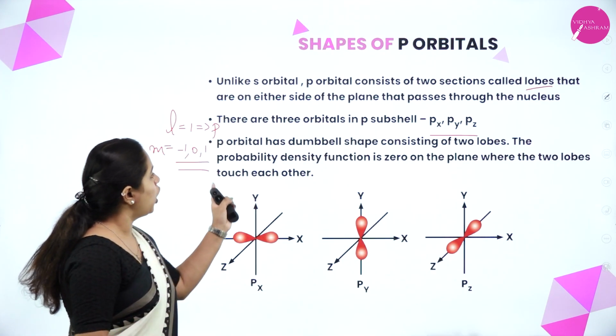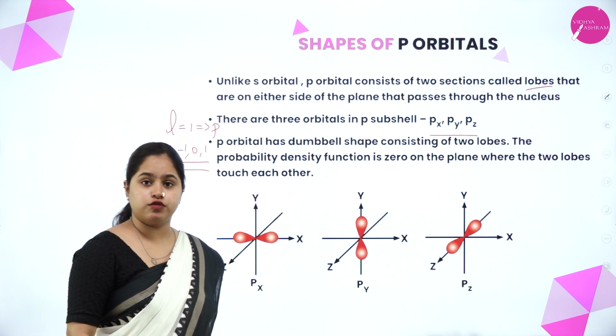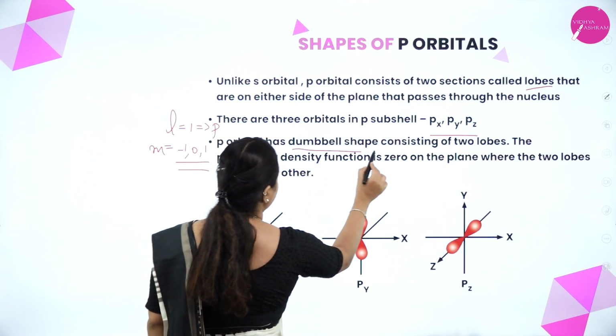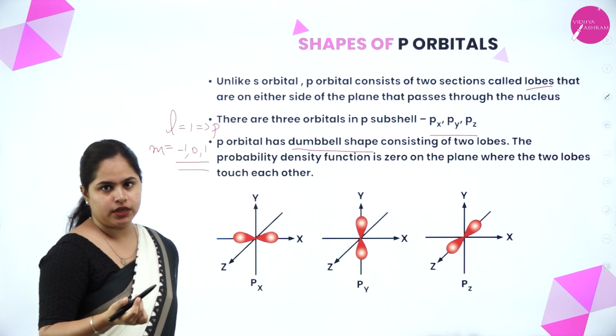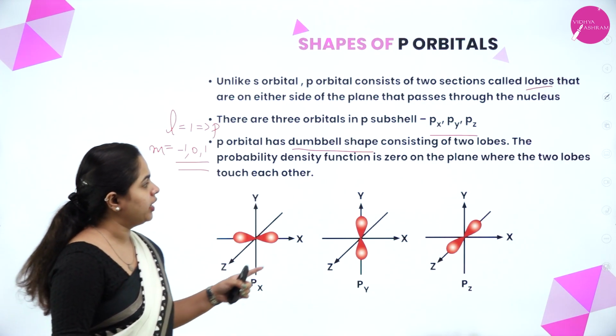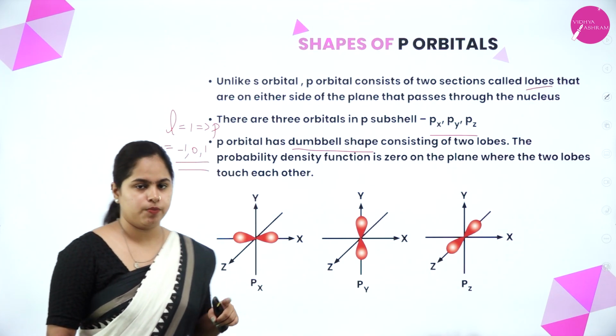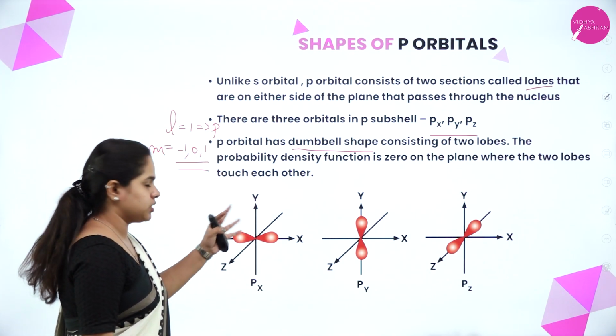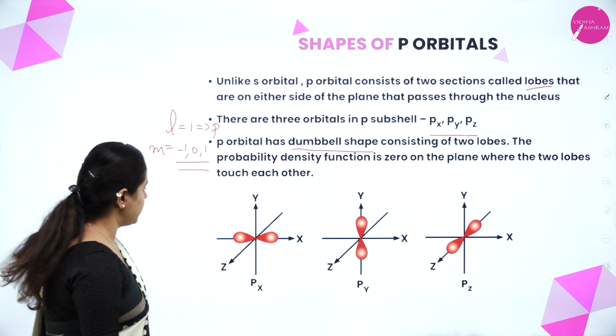Now p orbital has dumbbell shape consisting of two lobes. So what is the shape of p orbital? It is dumbbell shape. And the probability density function is 0 on the plane where the two lobes touch each other. So what exactly can you understand from this? Let's take this diagram and understand it.